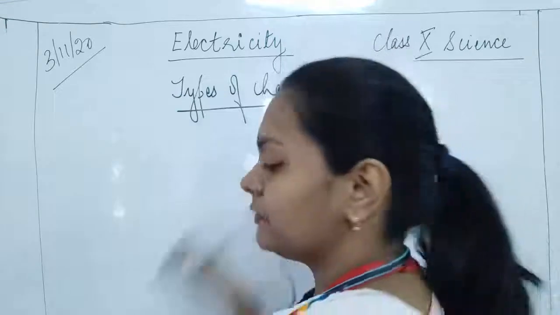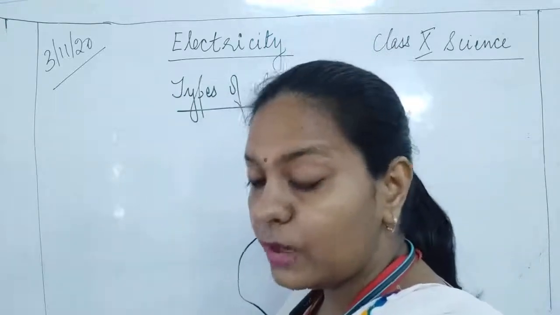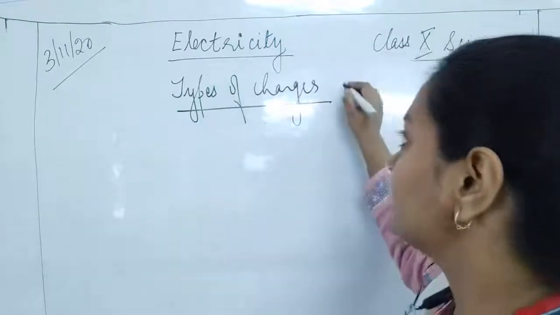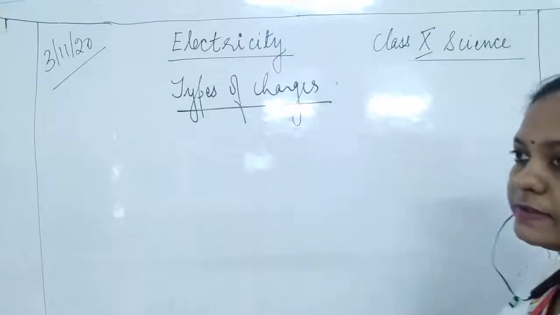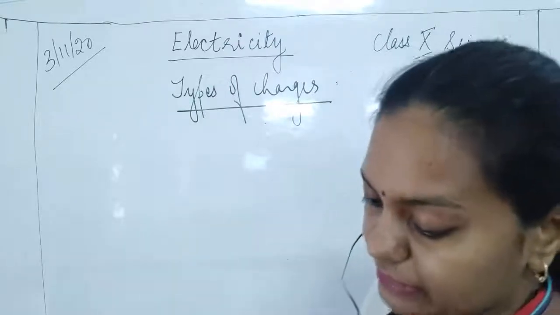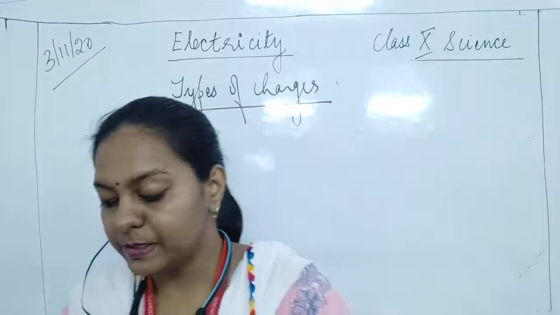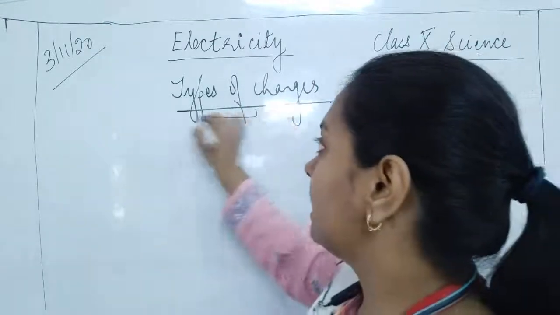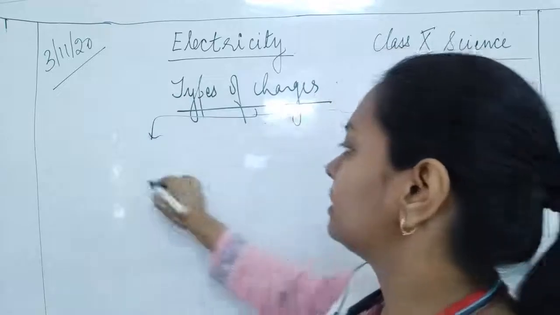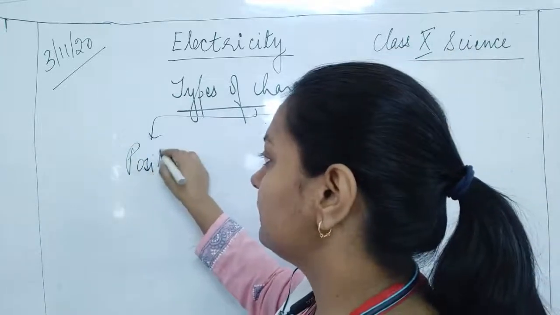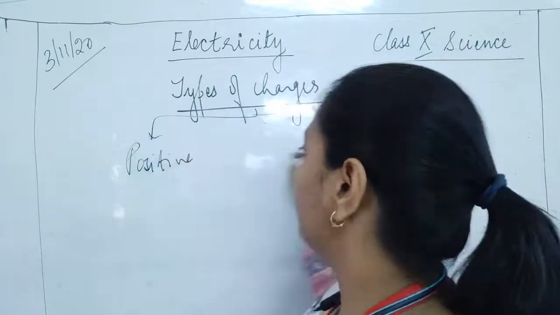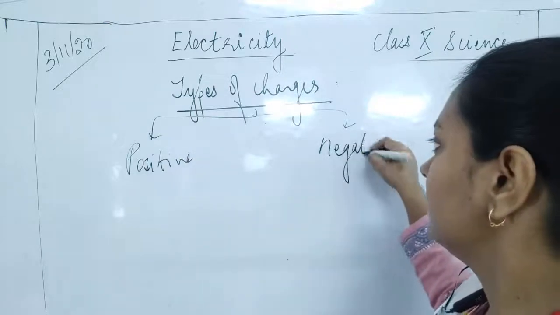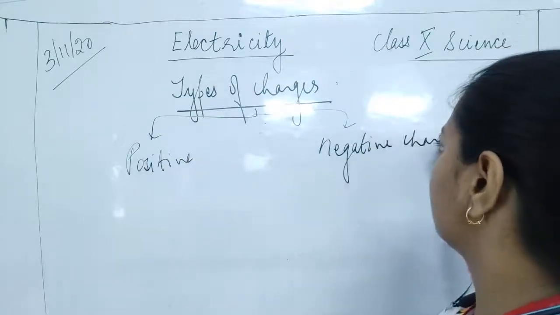What are the types of charges? And first of all, what is a charge? Charge is a source of energy which is being given in the electricity. Experiments show that there are two types of charges, that is the positive charge and the negative charge.